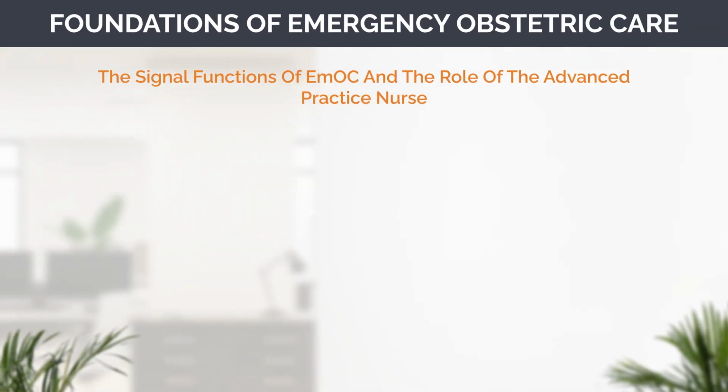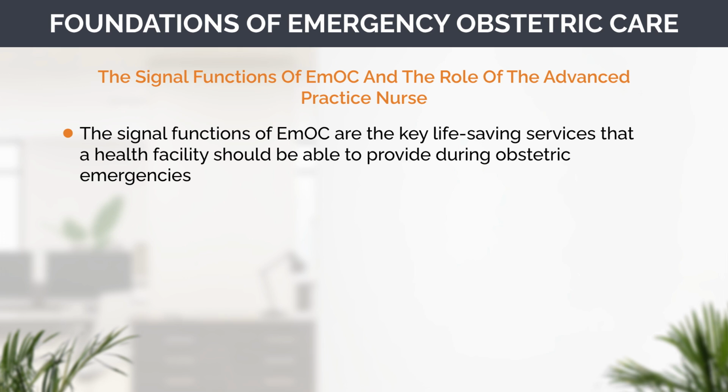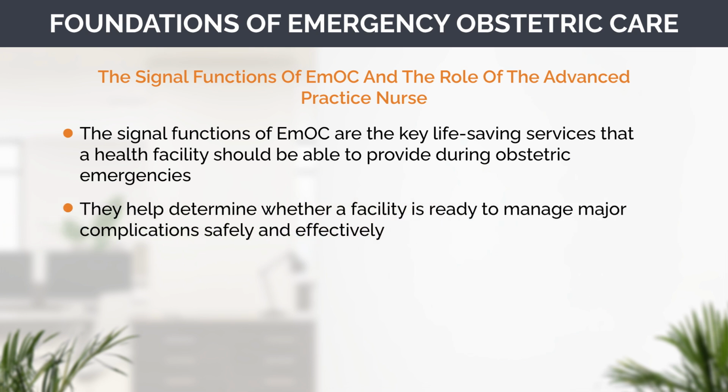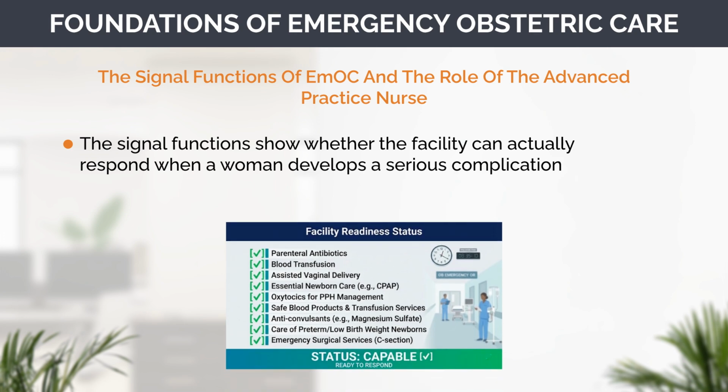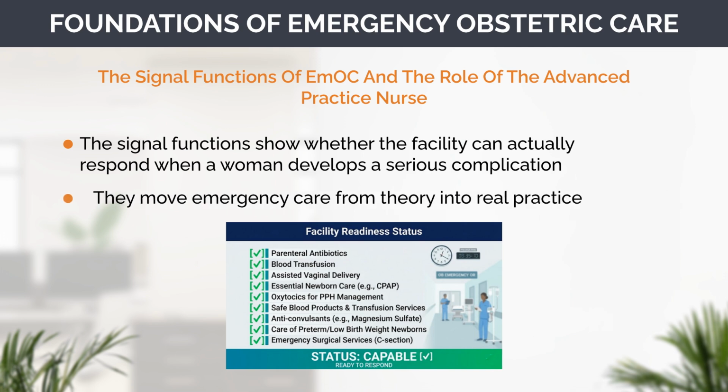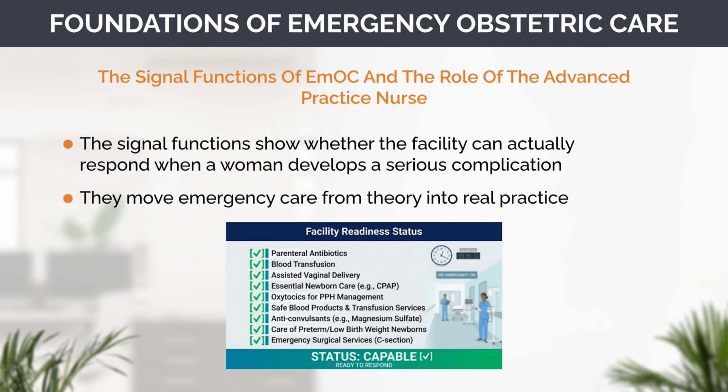Beyond recognizing danger signs, we must look at the signal functions of emergency obstetric care. The signal functions of emergency obstetric care are the key life-saving services that a health facility should be able to provide during obstetric emergencies. They help determine whether a facility is ready to manage major complications safely and effectively. In simple terms, the signal functions show whether the facility can actually respond when a woman develops a serious complication. They move emergency care from theory into real practice.